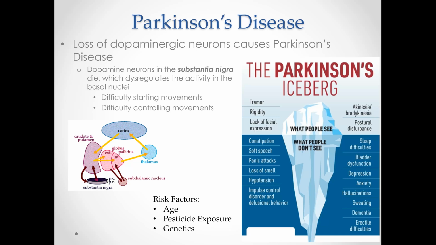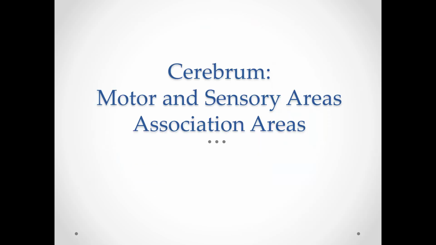Without getting into all the technical details, dopamine neurons are more sensitive to pesticides, and they are the first ones to die. So if you work in an agricultural environment, work on a farm, work around a lot of pesticides, you do have a much higher chance of developing Parkinson's disease. And then we've also identified some genetic mutations that can make you more likely to actually come down with Parkinson's disease.